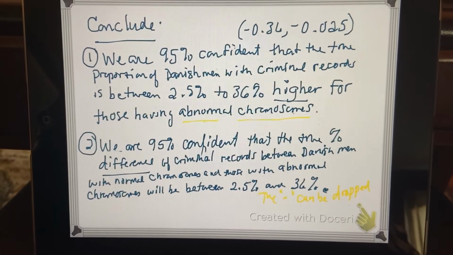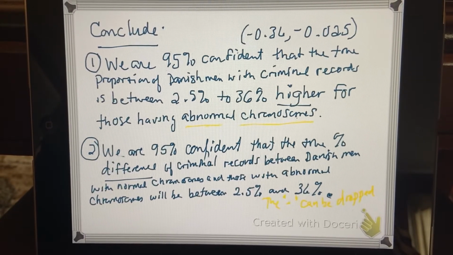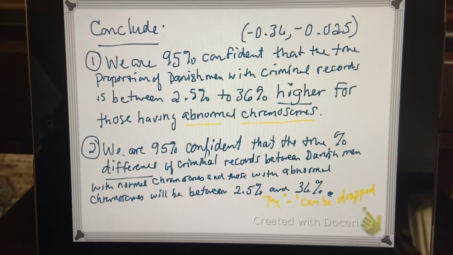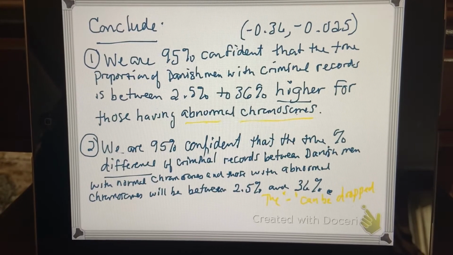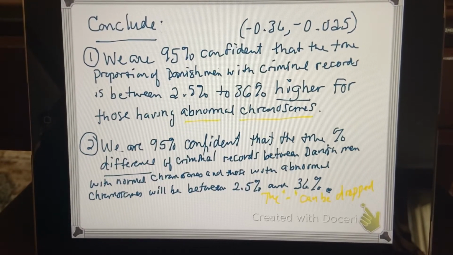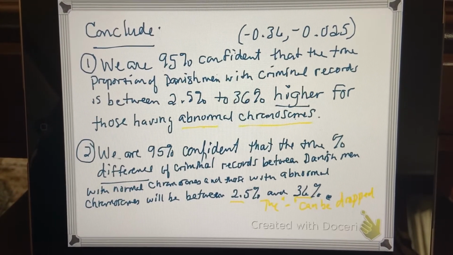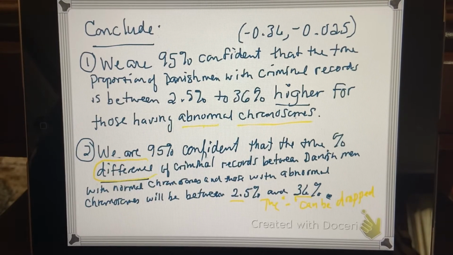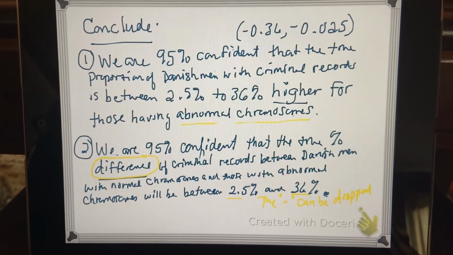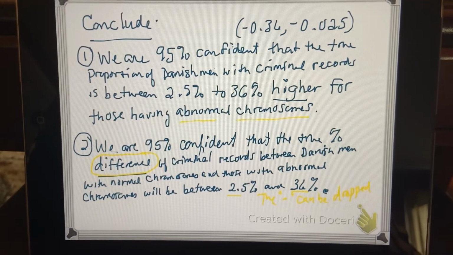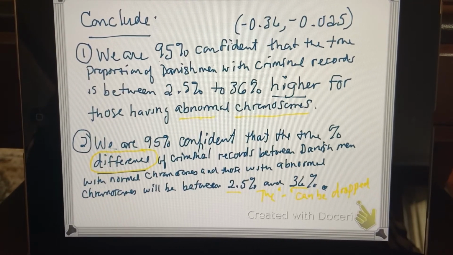Another way to say it is we are 95% confident that the true percent, and you can say the word difference, of criminal records between Danish men with normal chromosomes and those with abnormal chromosomes will be between 2.5% and 36%. So in this particular situation, I just dropped the negative altogether and I used the keyword difference. I didn't lean it more toward or favor it more toward one type than another type. I just said the word difference will fall between 2.5% and 36%.